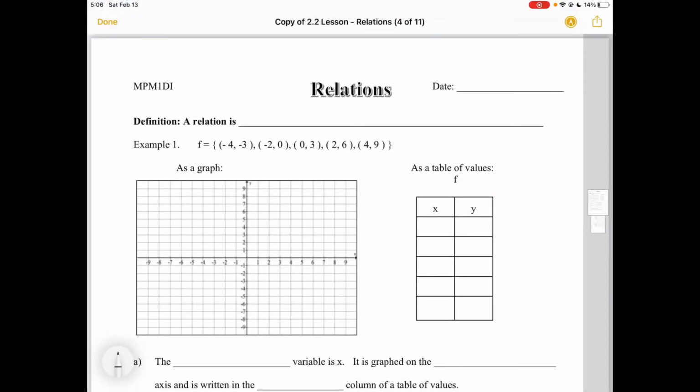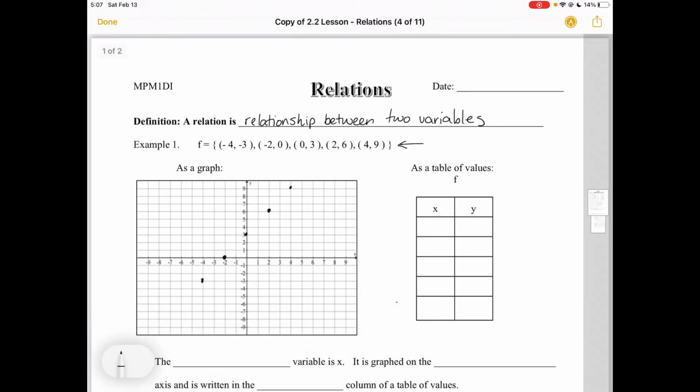This video goes over examples of relations. So a relation is just a relationship between two variables. Most of what we'll be doing will be using x and y to represent those two variables. We could represent a relation as a set of ordered pairs, as you see here. We can represent them as a graph. So (-4, -3), (-2, 0), (0, 3), (2, 6), (4, 9).